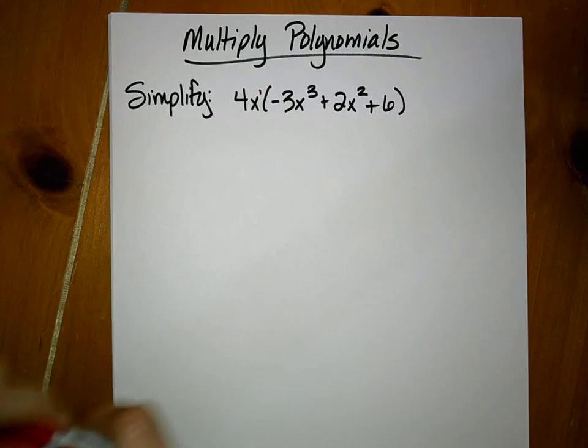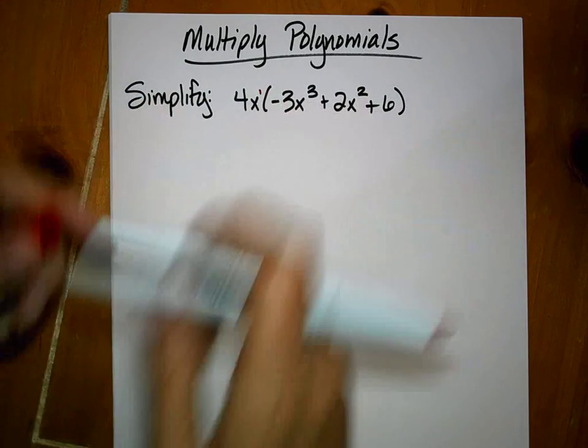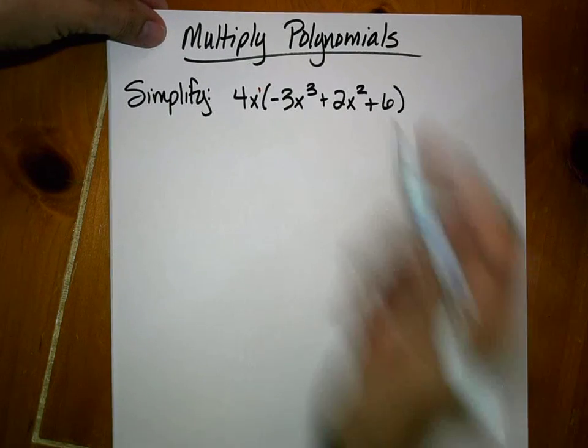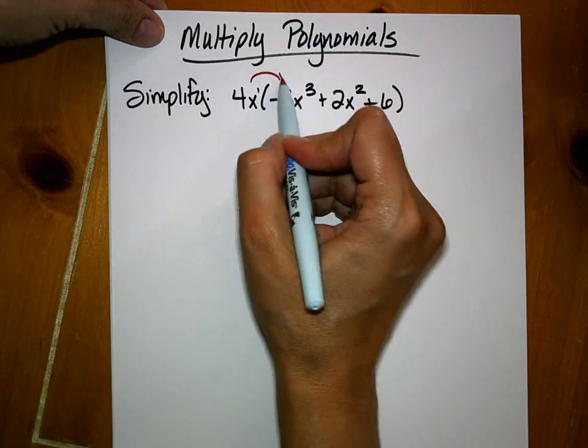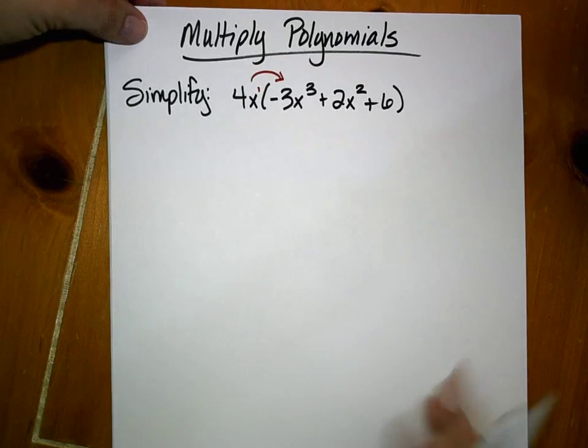there's going to be 4 x's there. I'm going to show you this on the bottom, and then I'm going to come back up and solve the problem. So I want to show you that 4x to the first times negative 3x cubed is really this.